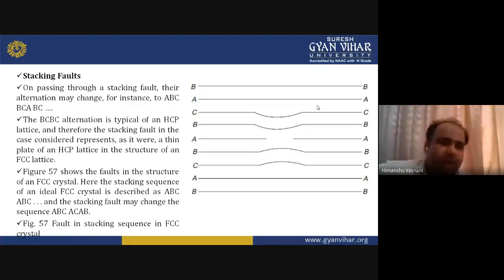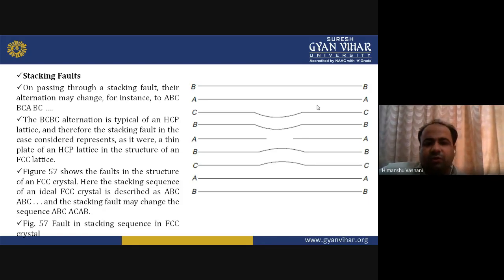What happens is that you had an FCC structure, and after passing through a stacking fault, the new alternation represents a hexagonal close-packed lattice. So after studying through a microscope, we found that a thin plate of HCP lattice was present in the structure of an FCC lattice. So this is the kind of stacking fault that you have found out.